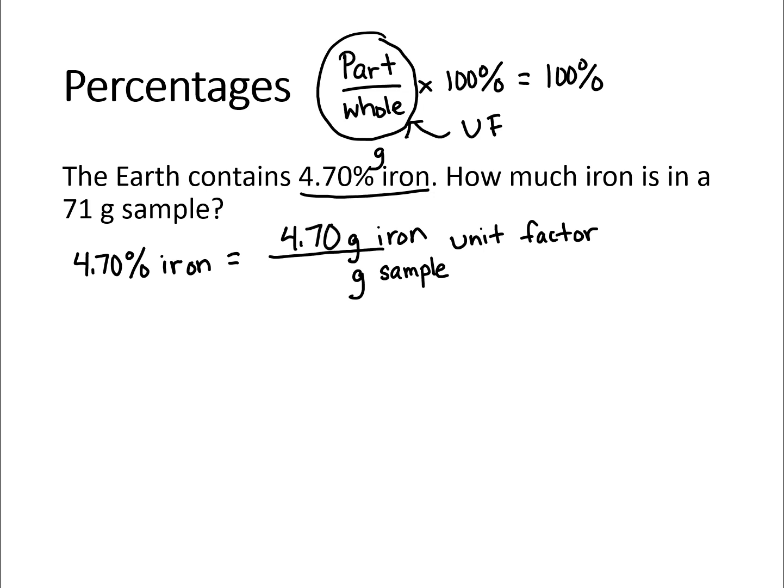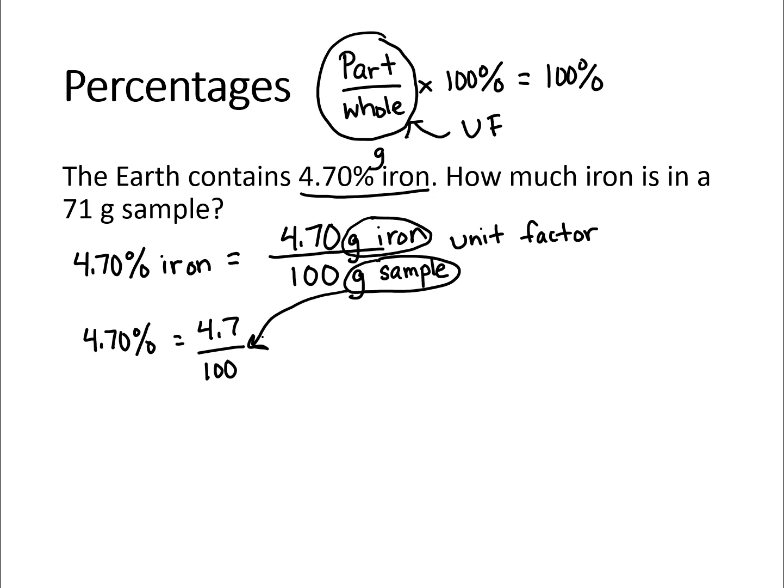We've got 4.70 grams of iron, but we're just talking about the percentage. If we have 4.70 grams of iron, the whole is 100 grams, just like 4.70% is like saying 4.7 over 100. So literally what we did was add units, grams of iron, grams of sample, and put it right there.